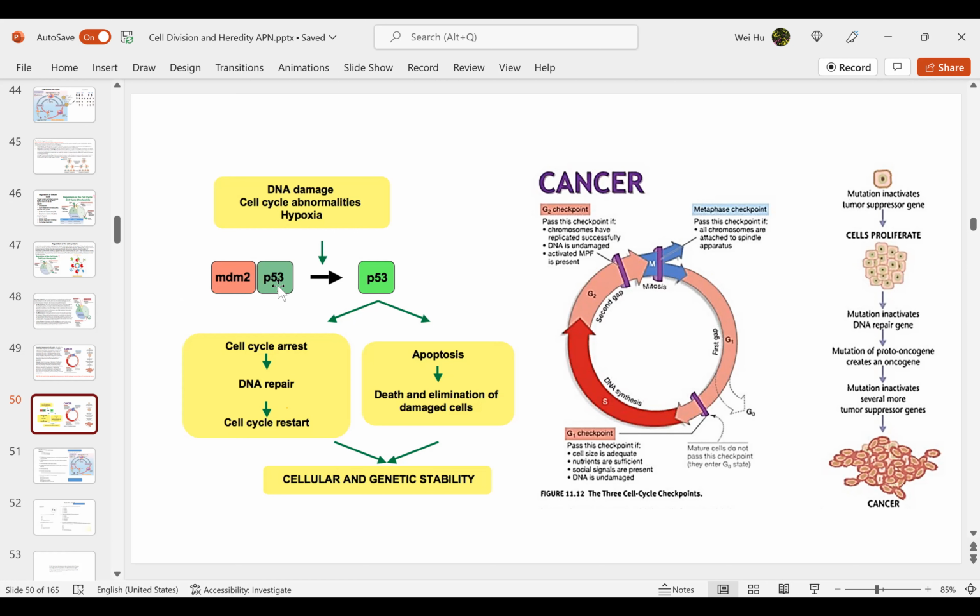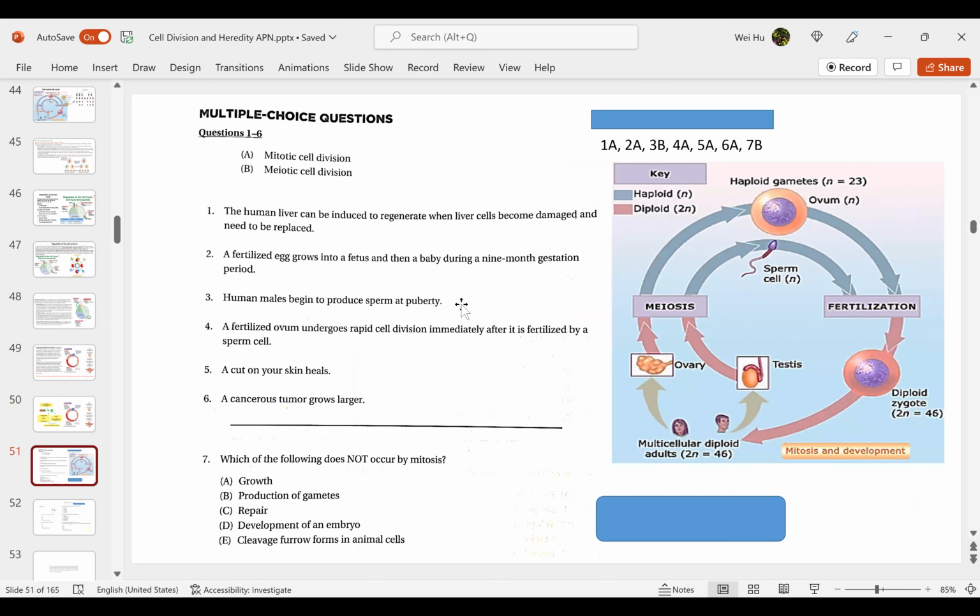Good. Now let's do some more questions. Look at this one. When do you start to do mitosis, and when do you start to do meiosis? So let's start.